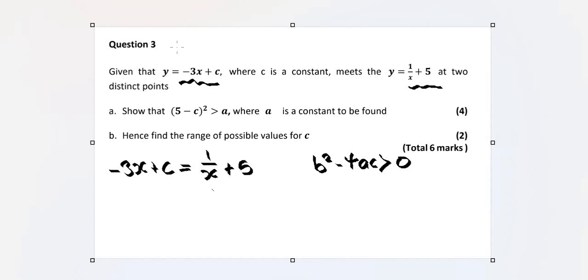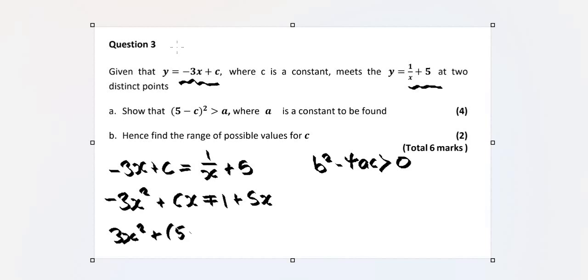So let's make this into a quadratic. I'm going to multiply the whole thing by x. So I've got minus 3x squared plus cx equals 1 plus 5x. Let's put it all on one side. So I'm going to make this 3x squared plus (5 minus c) times x. That 5 is already on the positive side, and I'm taking away that c from the other side. And then I've got 1, and I'm taking everything away from this side, so that's equal to 0. Right, so I've got an equation.